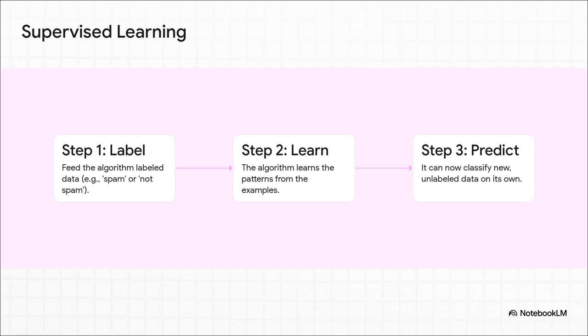Okay, our first stop is the land of supervised learning, and just like the name suggests, this is basically learning with a teacher. It works like this. First, you give the algorithm a bunch of labeled data. You know, this email is spam, this one is not spam. Then, the algorithm studies all of those correct answers and starts to learn the patterns. And finally, after it's seen enough examples, it can look at a brand new email it's never seen before and make the right call all by itself.